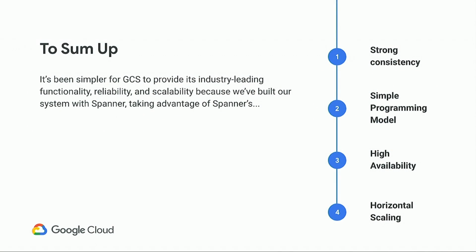So to sum up, it's been a lot simpler for Google Cloud Storage to build our industry-leading functionality, reliability, and scale because we've gone all in on building our system on top of Spanner, and we take advantage of Spanner's strong consistency, its simple programming model, its high availability, and its ability to scale horizontally.